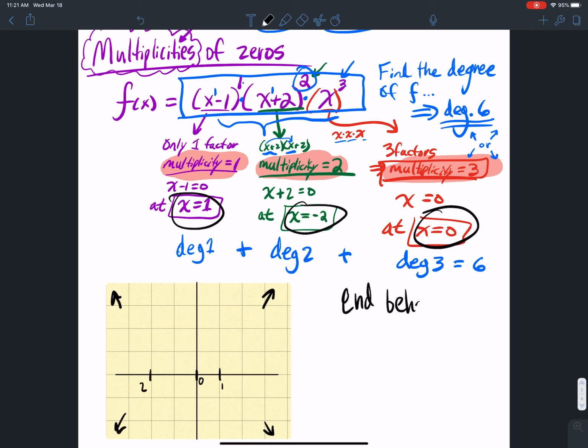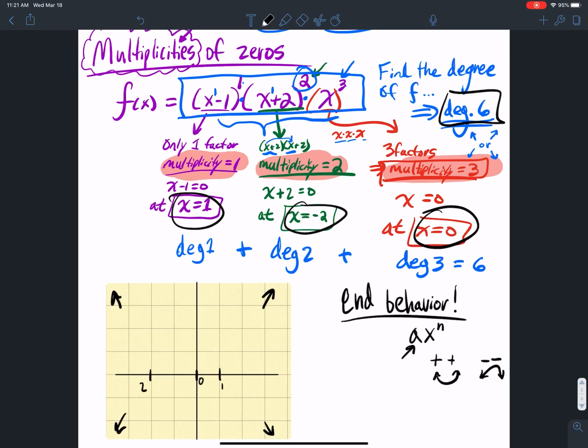End behavior. How do I look at the end behavior here? Well, I need to know that term. I know it's a degree 6. I need to know, is my number in front positive or negative? If it's positive, then I'm going up both ways. If it's negative, I'm going down both ways.